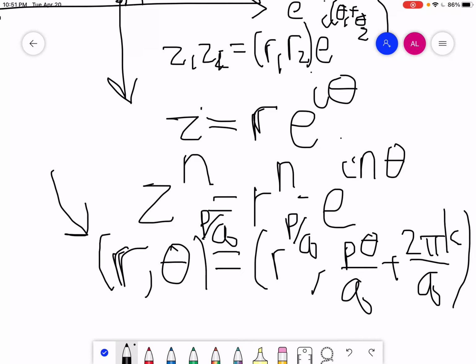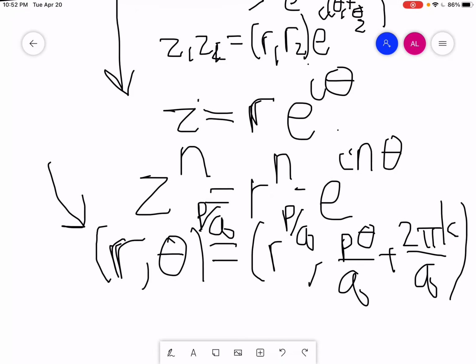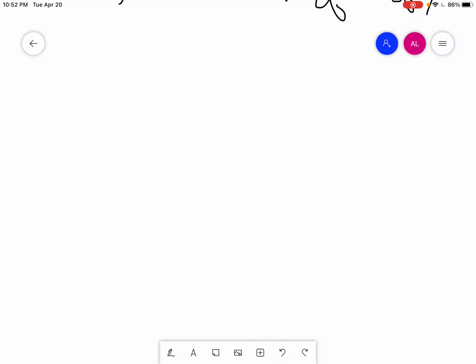If we add 2 pi to the angle of a complex number, also known as the argument, it will just be the same thing, just one more time around the circle with the radius of the magnitude. So let me do an example of this.